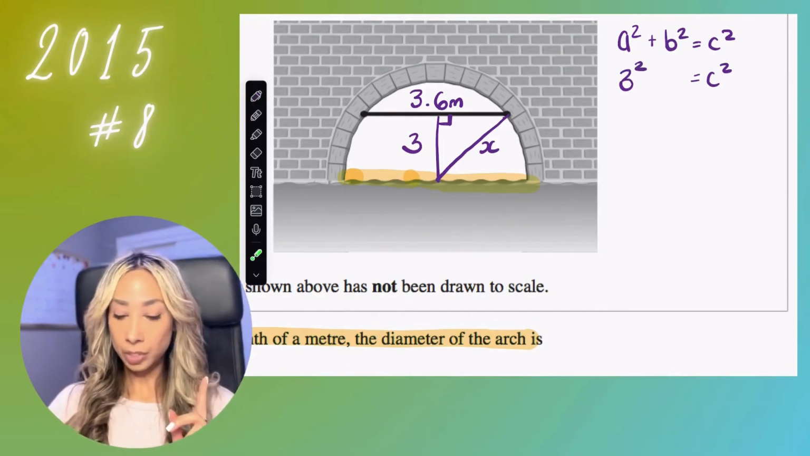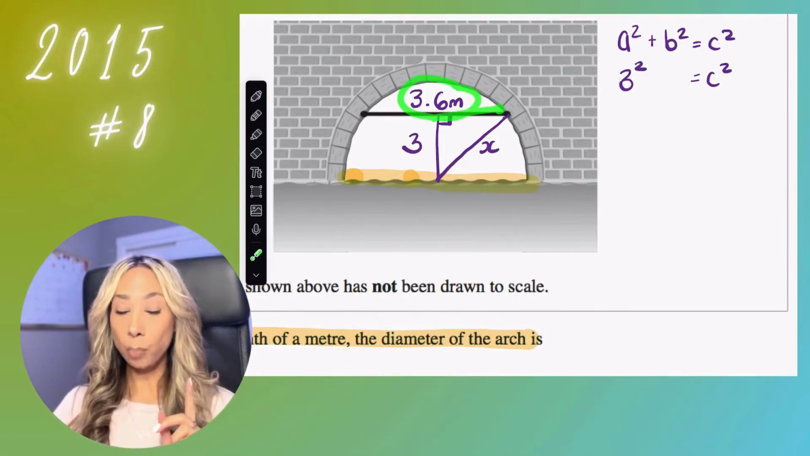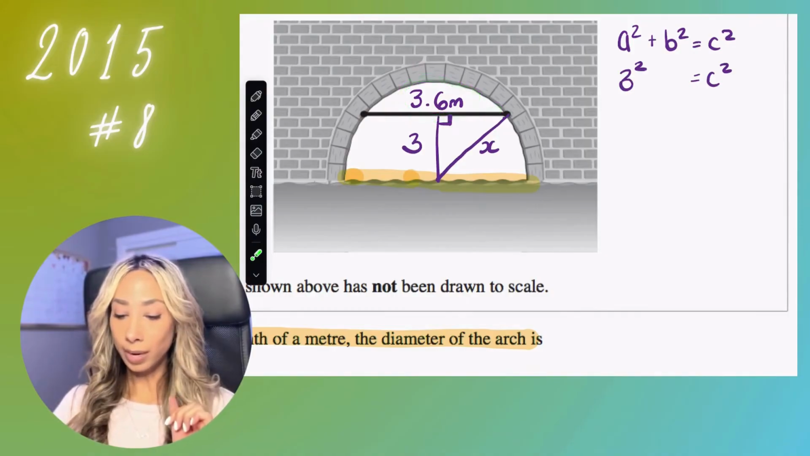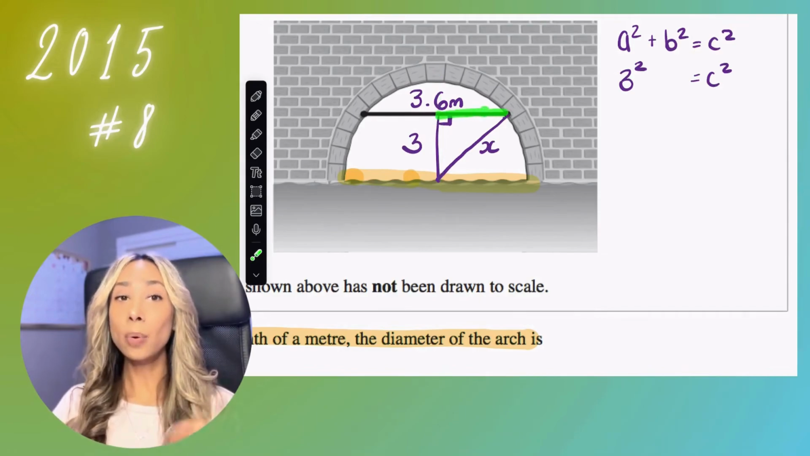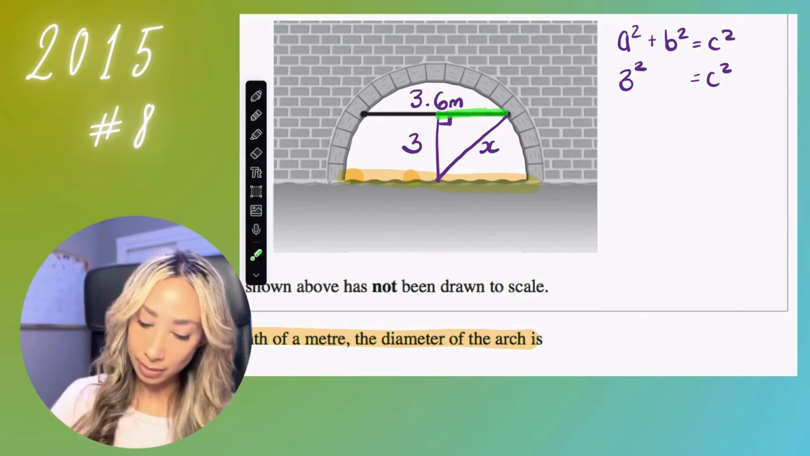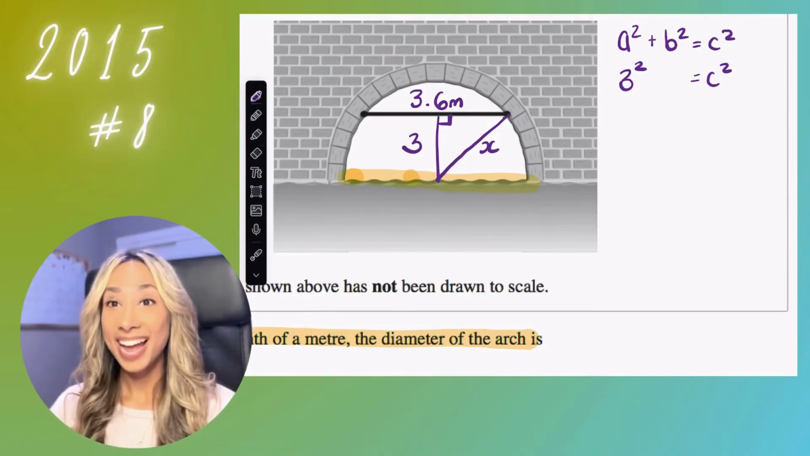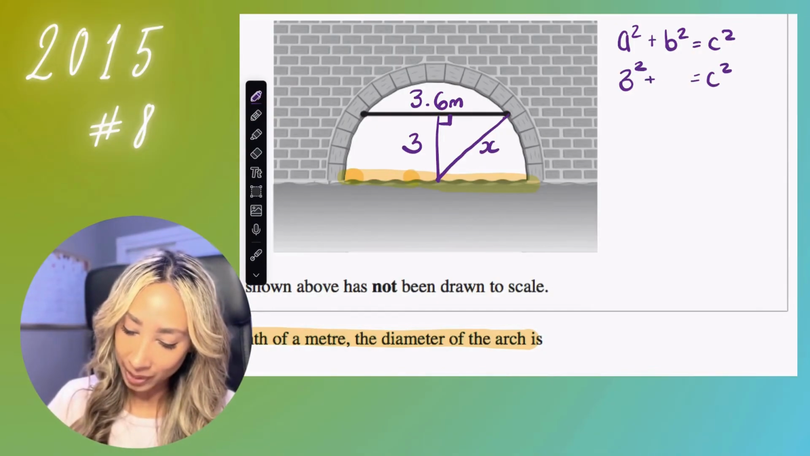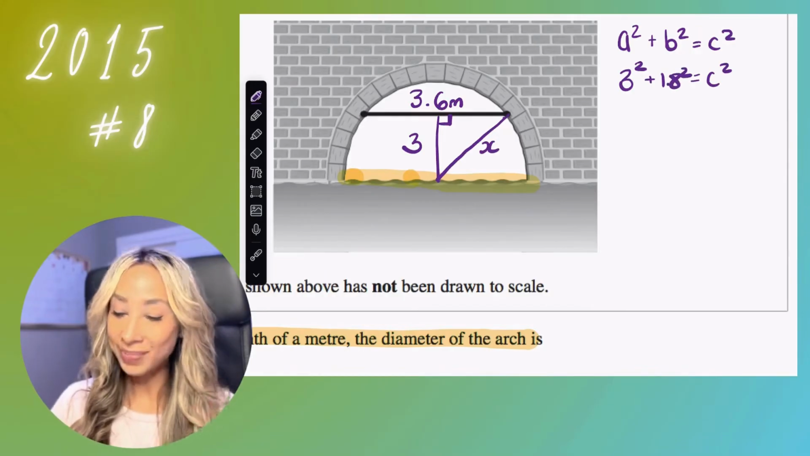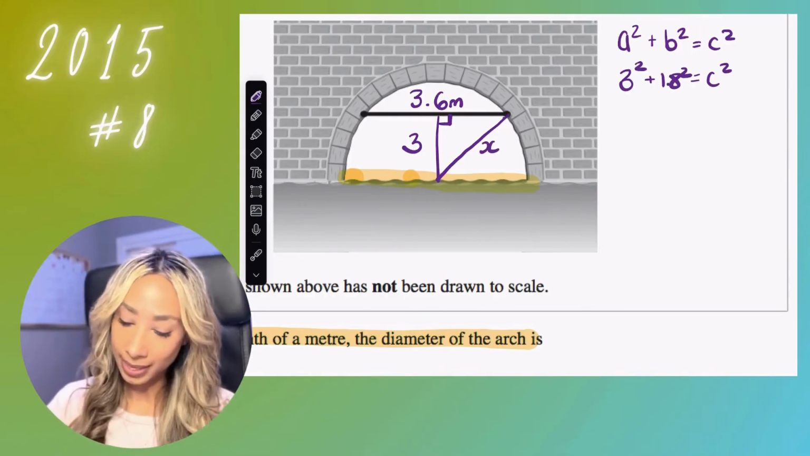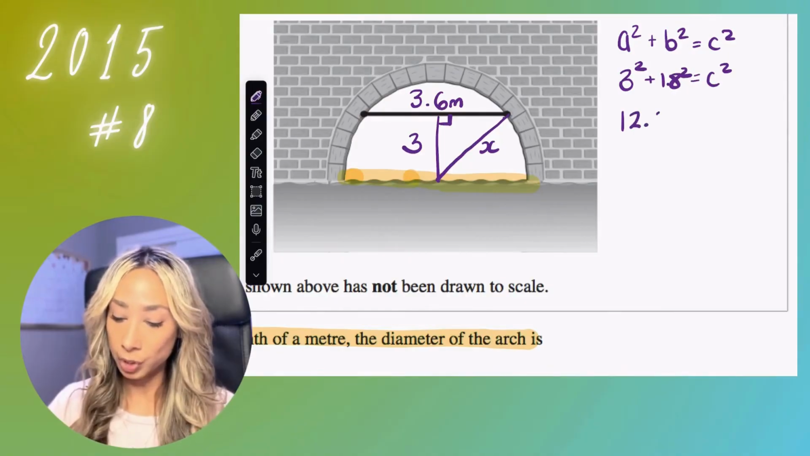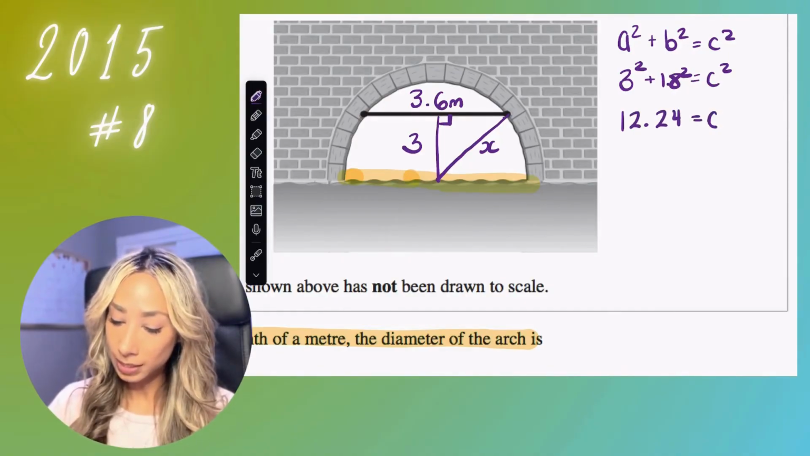However, we may be tempted to write 3.6 for the whole portion here, but remember, we're cutting this in half. It's a perpendicular bisector. So that means we have to go half of 3.6. So I just think of that as 36. Half of 36 is 18. So I can pop that decimal in, get 1.8 squared. Add those together after I square it. That's gonna get me 12.24 is equal to c squared.